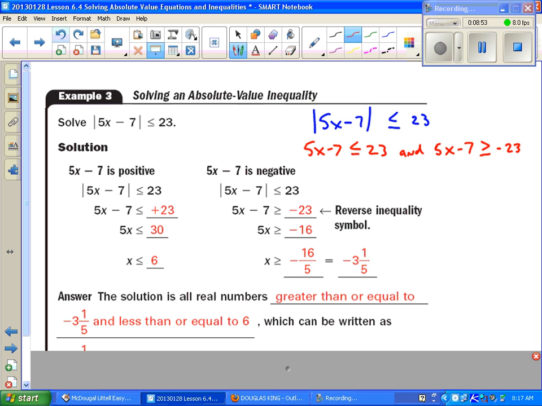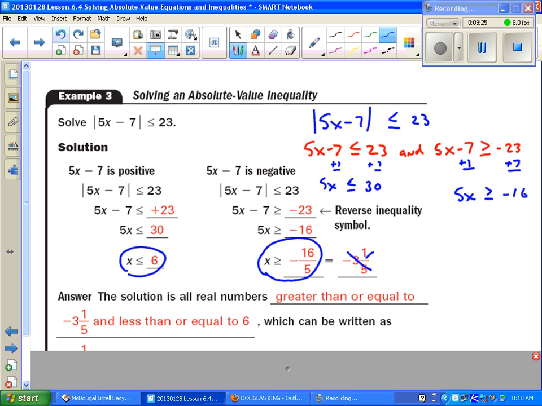We work through just like we've been doing, get rid of minus 7 by adding 7. So you have 5x, 23 plus 7 is 30. All we did was add, so you leave it as less than or equal to. Divide by 5 on both sides, and you get x is less than or equal to 6. And do it the other way. Add 7. Do the same thing here. 5x is greater than or equal to negative 16. Divide by 5 on both sides, and you get x is greater than or equal to negative 16 over 5.